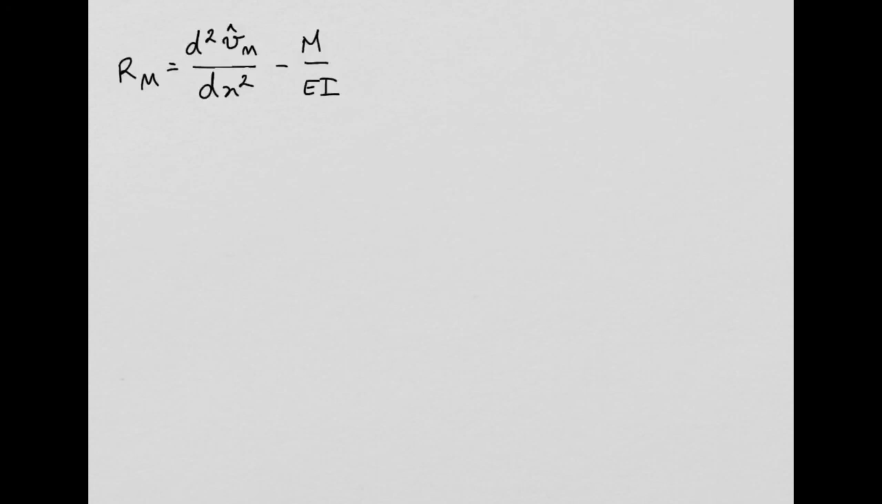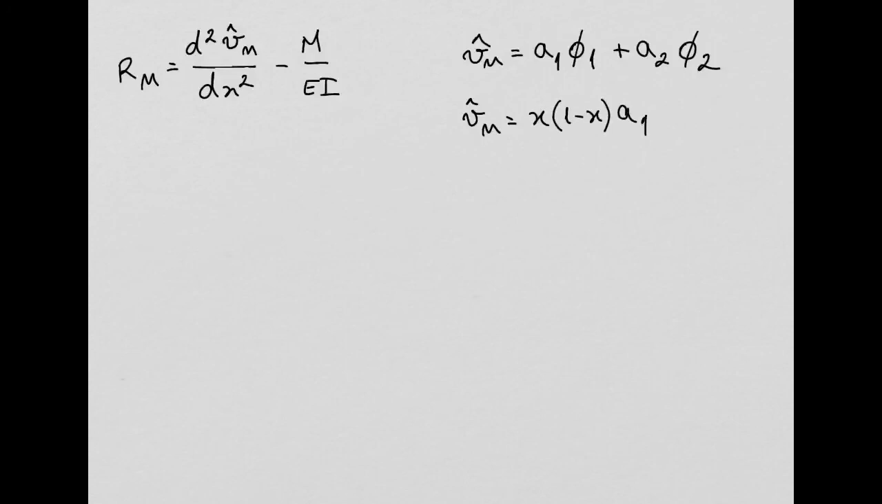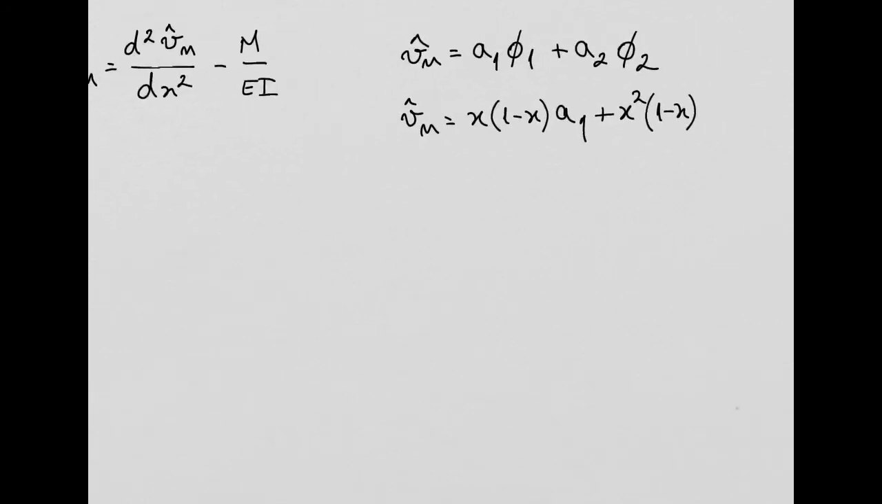So I need to do the second derivative. If I'm considering 2 terms in my approximation function, I will have A1 times phi 1 plus A2 times phi 2, right? So my V hat n is going to be: phi 1 is x times (1 minus x), and phi 2 is x squared times (1 minus x), and I need to multiply this by A2. With only two terms, my approximation is going to be this.